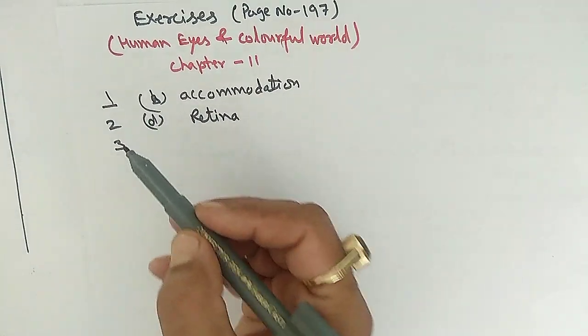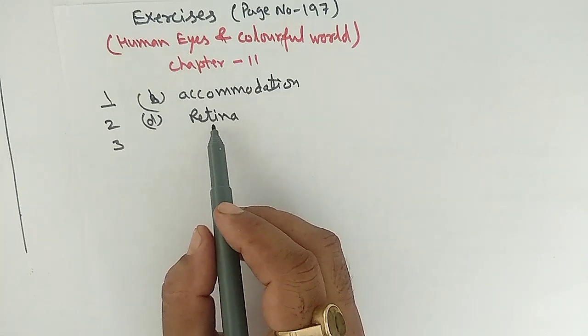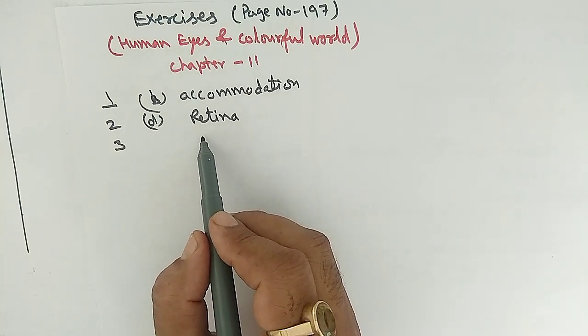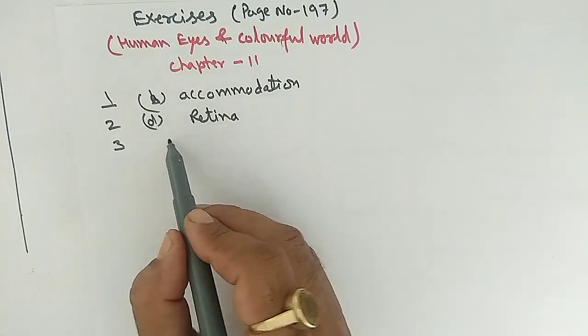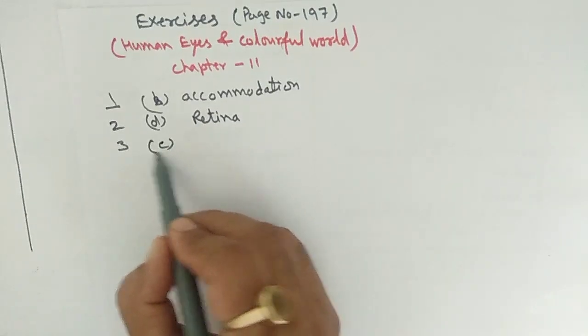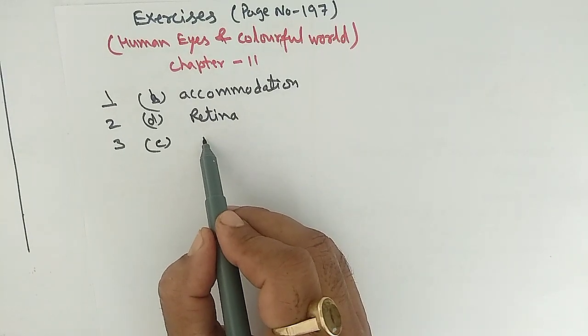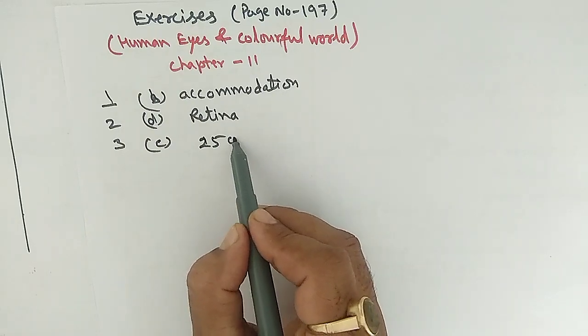And the third question: the least distance of distinct vision for a young adult with normal vision is about... you know the minimum distance, it is known as the least distance of distinct vision. D is equal to 25 centimeter.